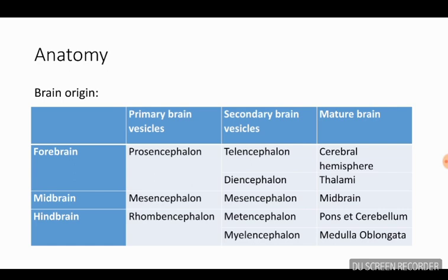First is its origin. Your forebrain, also known as your prosencephalon, is divided into two parts. You have your telencephalon, which is also known as your cerebral hemisphere, or cerebrum, and your diencephalon, also known as your thalami. Then the midbrain, also known as mesencephalon.